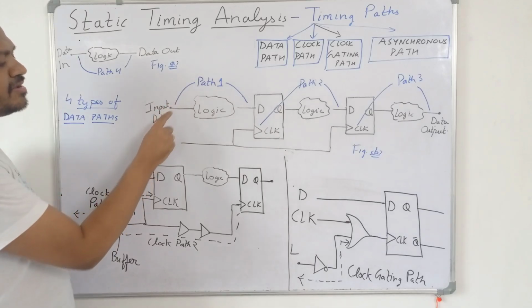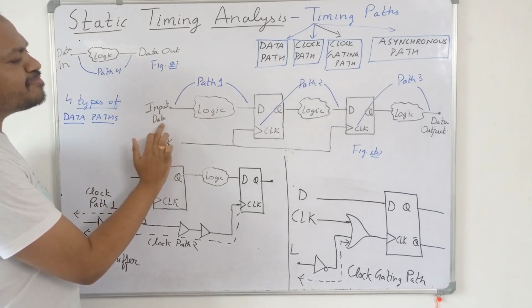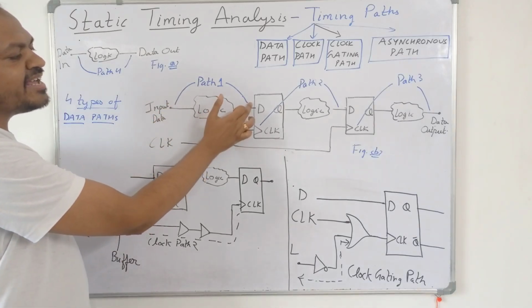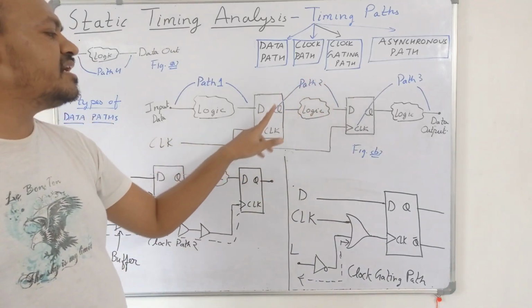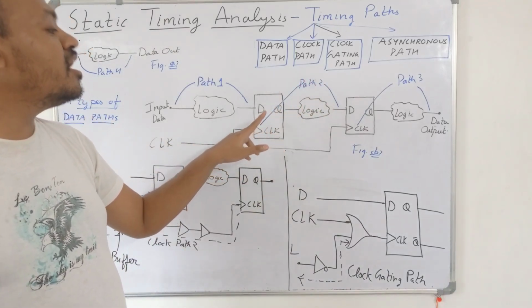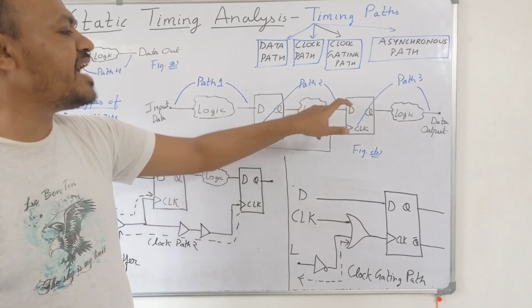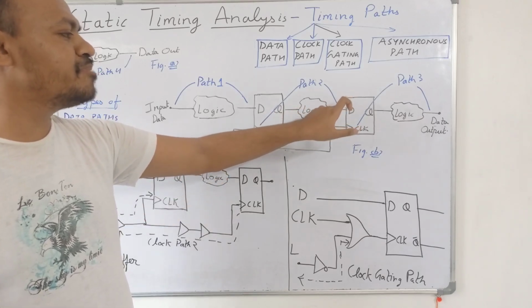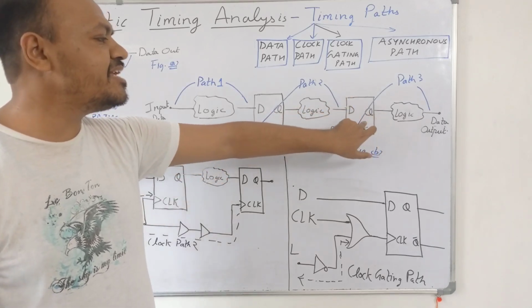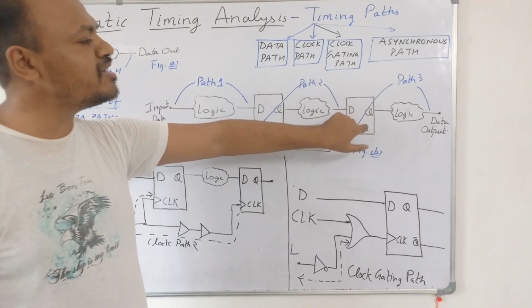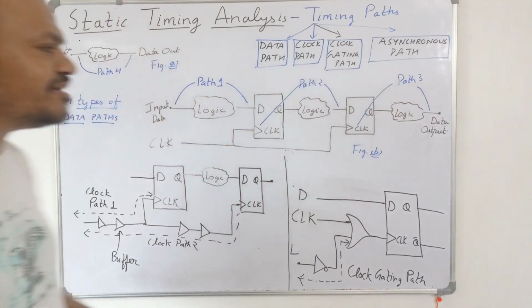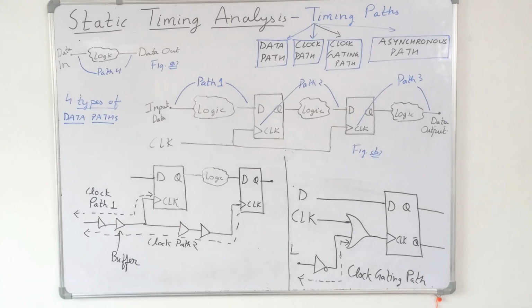In path 1, it is starting from the input port of the design and ending at the input pin of the flip-flop. Path 2 is starting at the clock pin of the flip-flop and ending at the input pin of the flip-flop. Similarly, path 3 is starting at the clock pin of the flip-flop and ending at the output port.